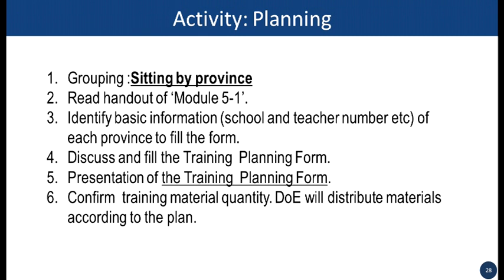Read the handouts of modules 5-1. Identify basic information, school and teacher number, etc. of each province to fill the form. Discuss and fill the training planning form. Number 5, presentation of the training planning form. And number 6, confirm training materials and quantity, and DOE will distribute materials according to the plan.